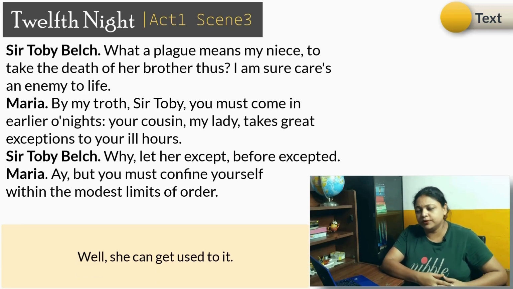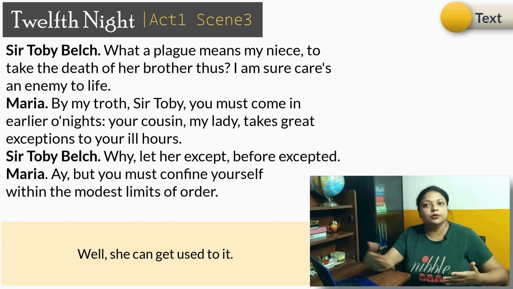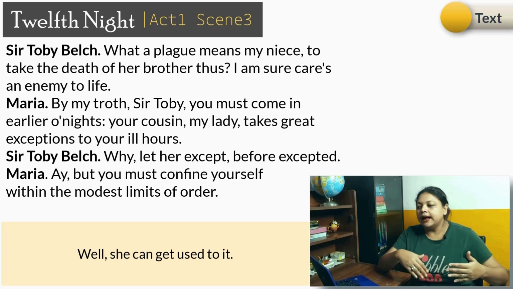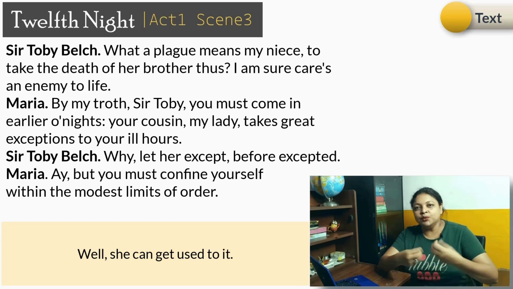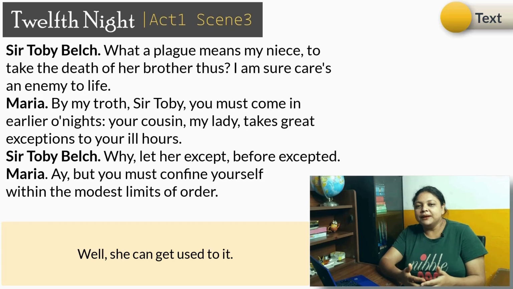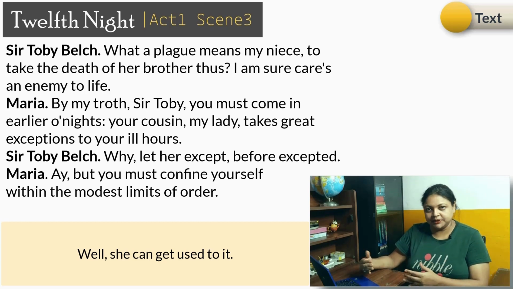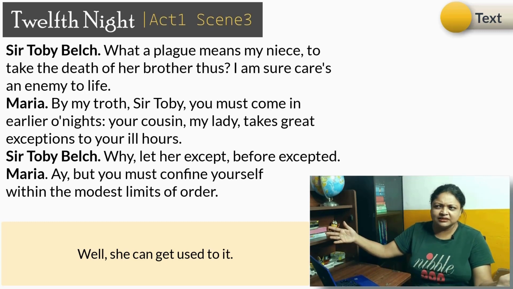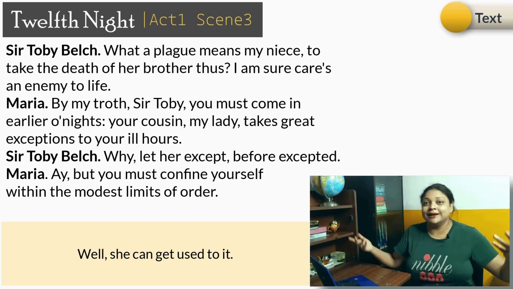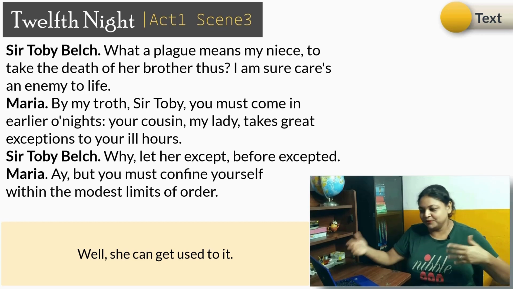Why let her accept before accepted? Toby is probably drunk already, and he slurs in his speech a bit, and he makes some linguistic mistakes with some words that he uses. He tries to act very wittily, but he ends up confusing words. So he is using the word accept, but he means except. He means that she is, first of all, not behaving in an acceptable way. Who is she to accept my ways or not? Okay, so he is doing that.